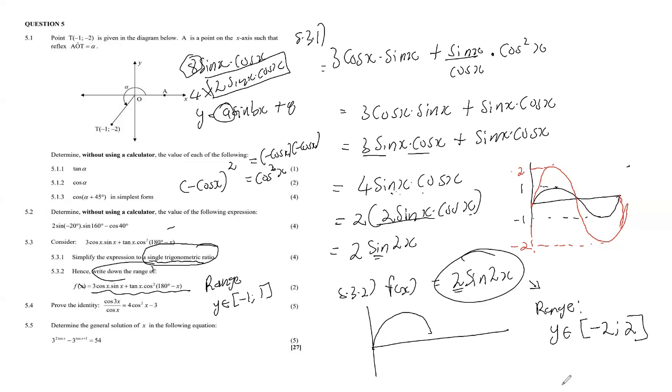So that becomes your range because of this amplitude here, right? So I just mainly focused on the amplitude to get my range. This 2 here is simply telling us that the amplitude now will be 2. So that means the range will start from -2 to +2. I hope it makes sense. So that was just a question on trig functions.